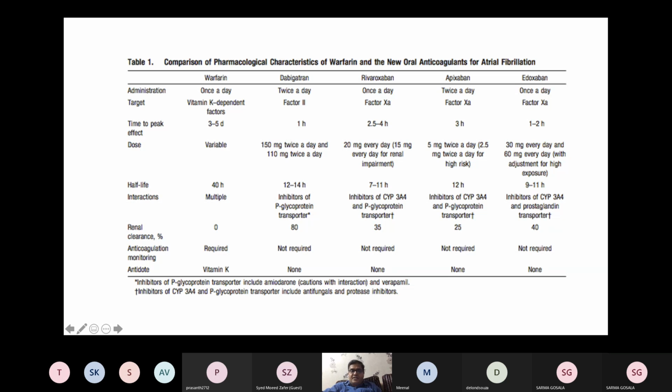Renal clearance, nothing much in warfarin, but in dabigatran, as already discussed, it is maximum, whereas less in the other 3 NOACs. So you don't require any anticoagulation monitoring on the NOACs, whereas you require close monitoring in warfarin. Antidote, it's a very old slide, so old table. So we'll go to specific antidotes in these new drugs.